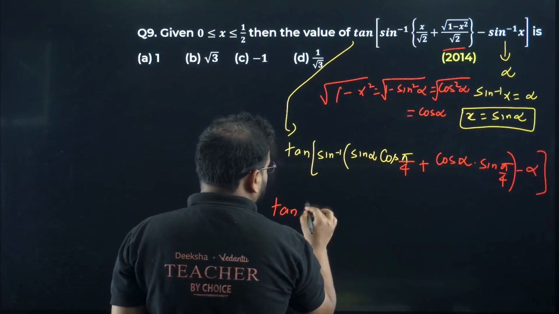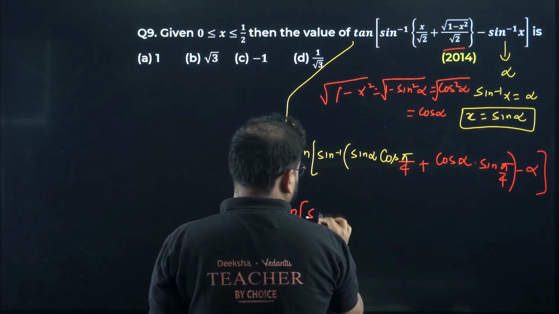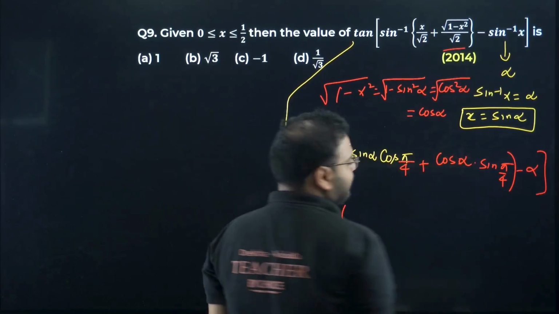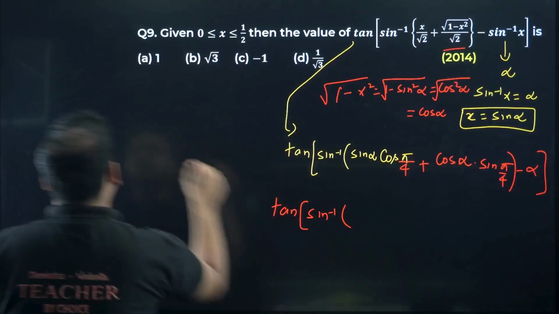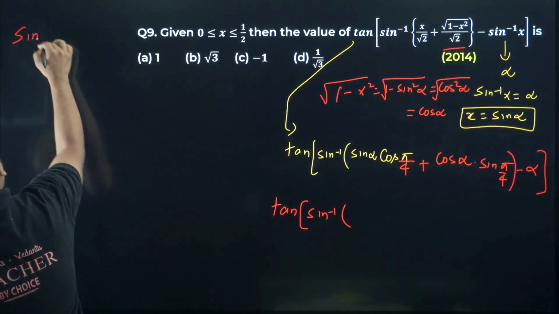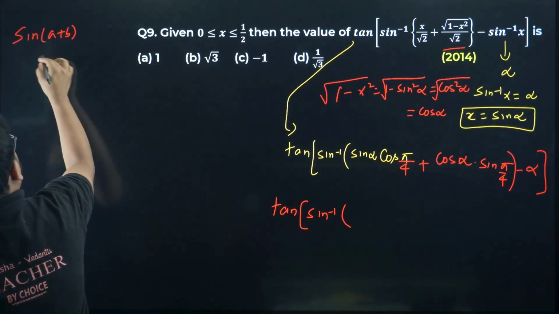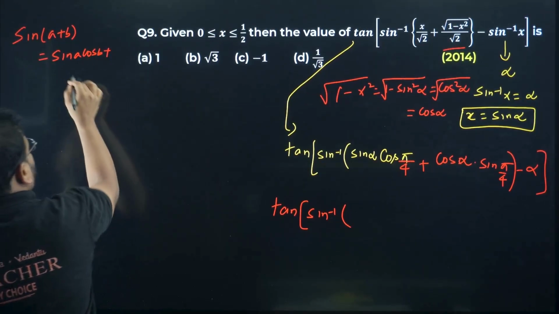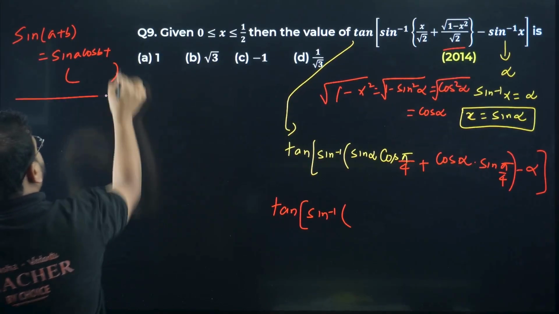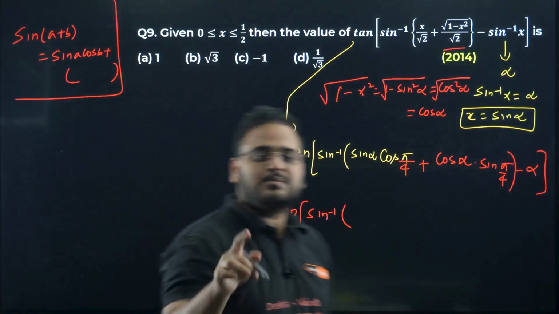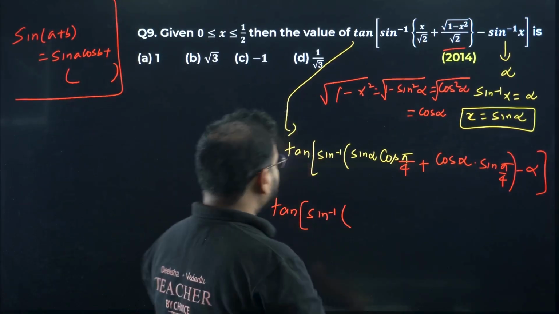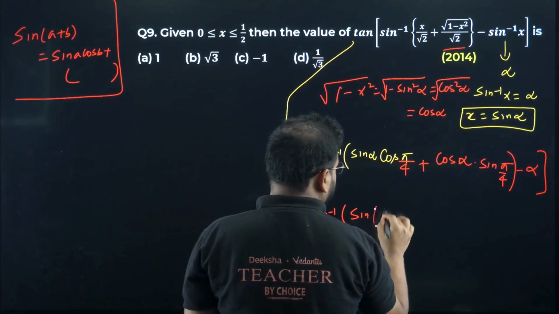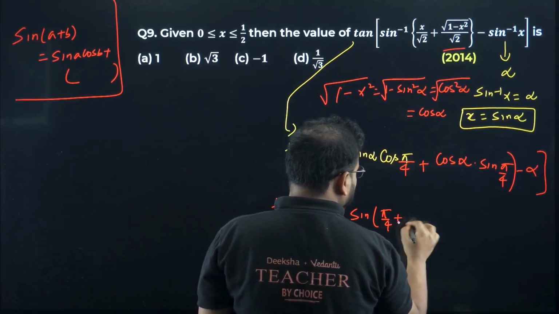Continue from here. Tan of sine inverse as it is. Sine alpha cos pi by 4, cos alpha sine pi by 4. This is a formula. Which formula, sir? I'll not write it. I'll just give you the hint. Sine of a plus b. That formula. What do I get? Sine a cos b plus cos a sine b, okay? Please write this one down. Sine alpha cos pi by 4 plus cos alpha sine pi by 4. So I get this as sine of pi by 4 plus alpha.